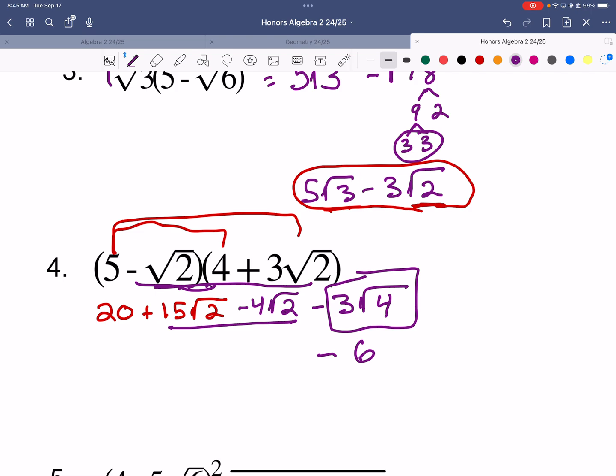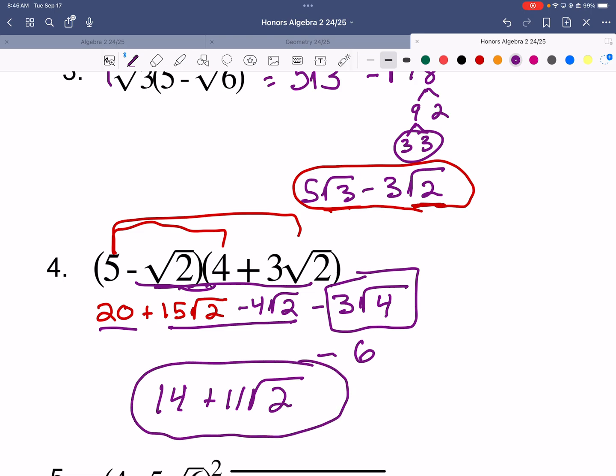I can combine these two because they have the same number underneath the radical. And I've got 20 minus 6. So 20 minus 6 is 14. 15 minus 4 is 11. So our solution to this is 14 plus 11 radical 2. And you're done. Okay. First, inside, outside, last. And in this case, that last term is going to just become a number because we know what the square root of 4 is.